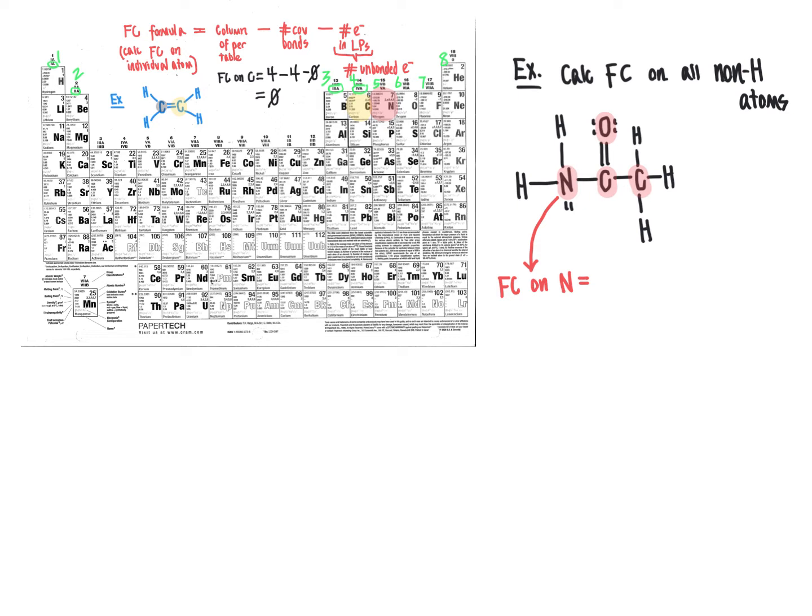So I'm going to go ahead and fill in 5 here as the column of the periodic table that we find nitrogen in. And then number of covalent bonds going to nitrogen is equal to 3. So there's 1, 2, 3. So I'm going to go ahead and fill that in as 3 here.